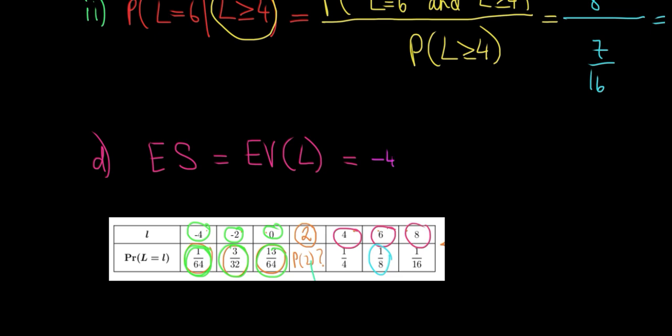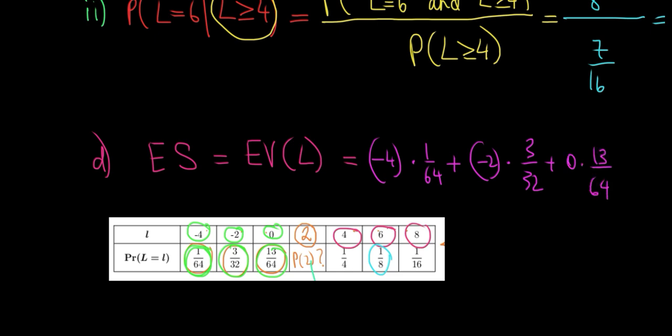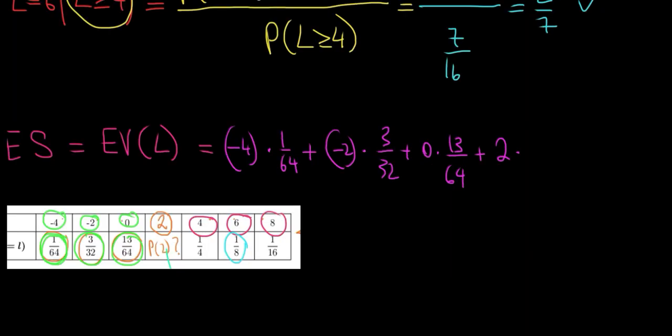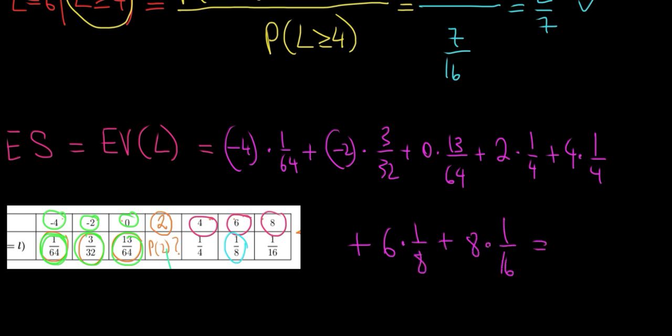We're going to have the score of -4 times the probability of 1 over 64, so times 1 over 64, plus -2 times 3 over 32, plus 0 times 13 over 64, and then plus the outcome of 2 with a probability of 1 over 4, that's what we found in part B, plus the outcome of 4 times 1 over 4, and then we have 6 times 1 over 8 plus 8 times 1 over 16, that would be 5 over 2. 5 over 2 is the final answer.